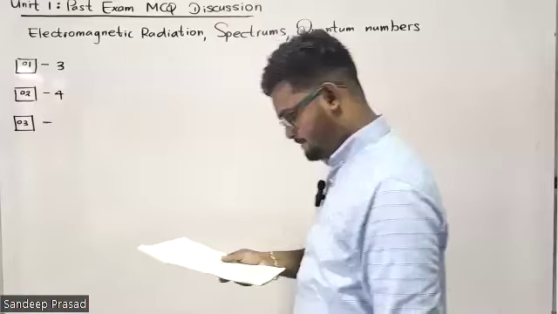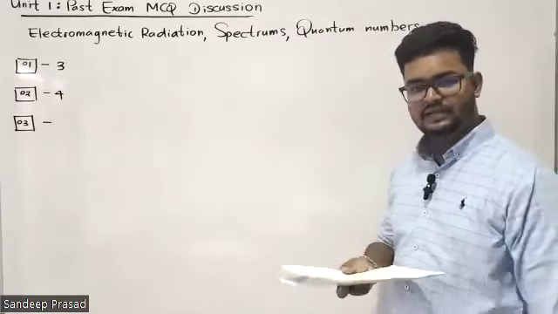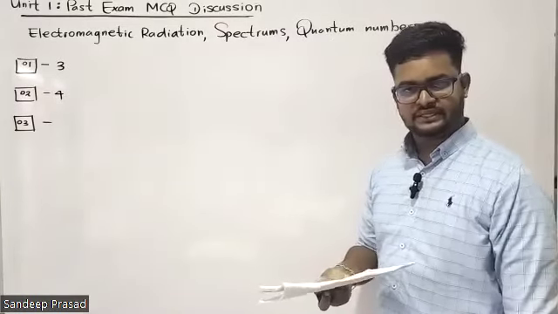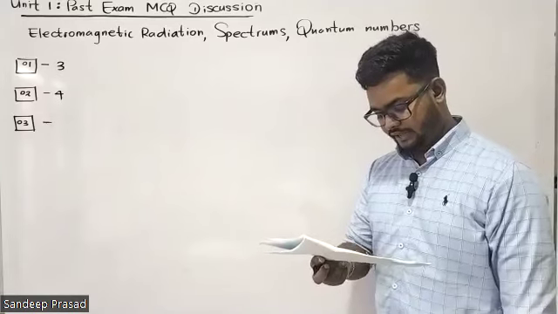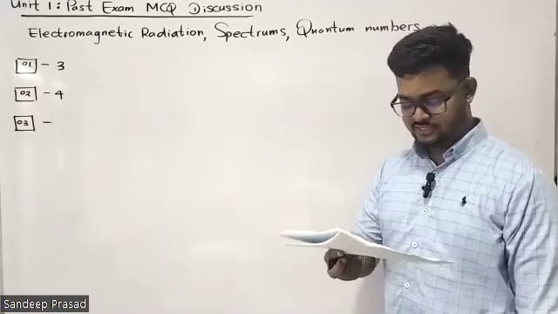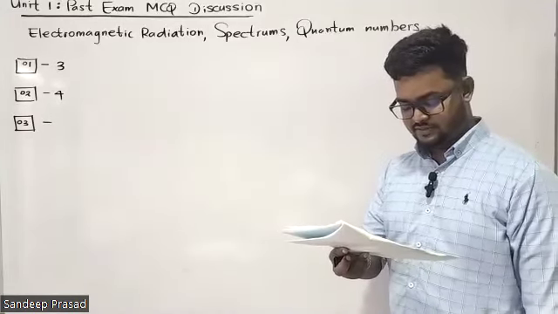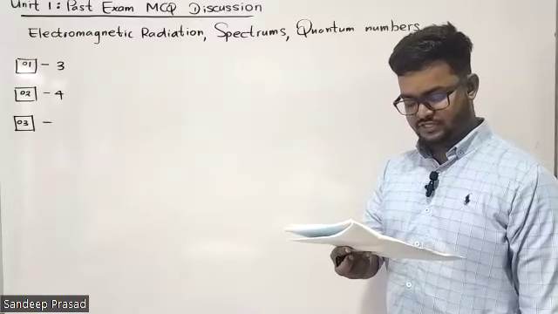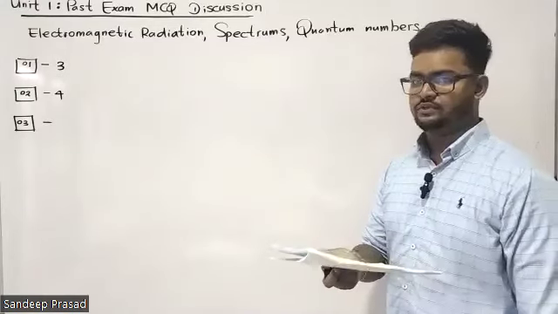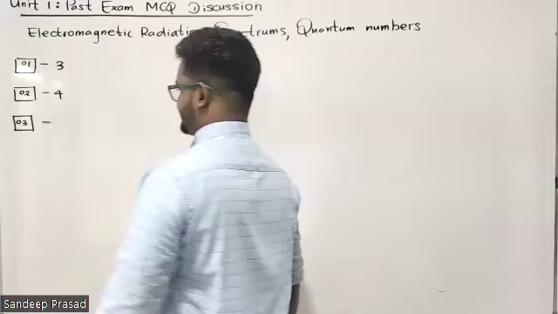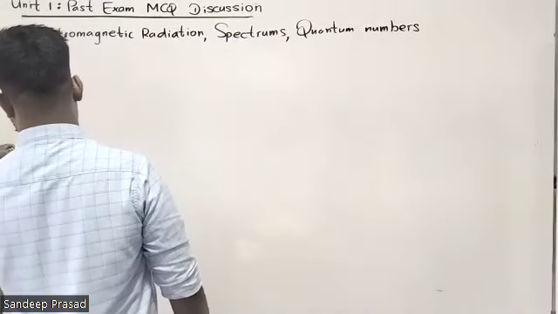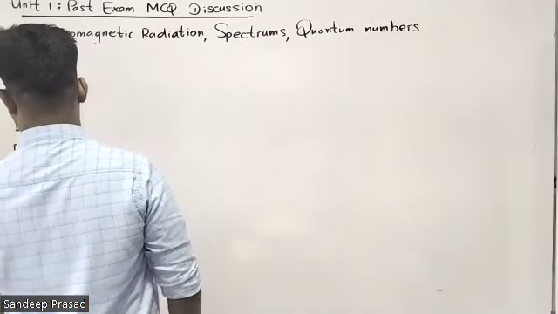Question number three. Cathode rays are deflected by a magnetic field. Is that correct? Yes, that is correct. Cathode ray contains positively charged particles, so that is also wrong. Cathode rays are not positively charged. The first statement is correct, therefore the answer is. Question number four.